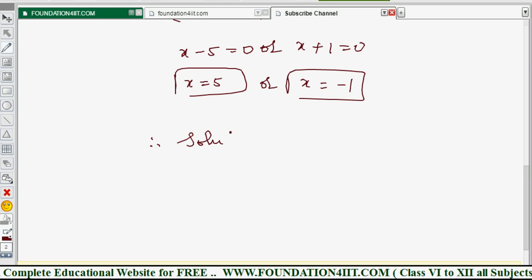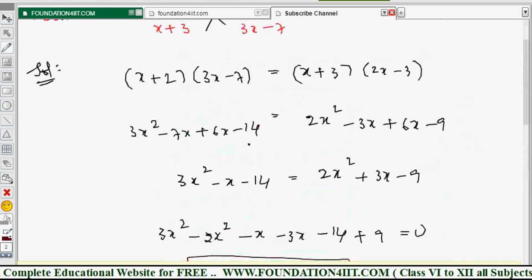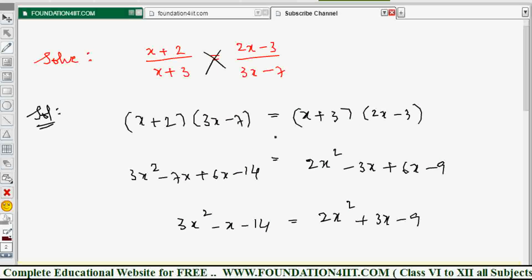So the solution set for this problem is 5 comma minus 1, or minus 1 comma 5, right? Whenever the problem is not in general form, just convert it into general form first, ax square plus bx plus c. Then you can go for the factorization concept. If you know the sum, you can pause the video and solve and check it. Otherwise you can continue. Now let me explain different problems in this quadratic equation and how to solve them.